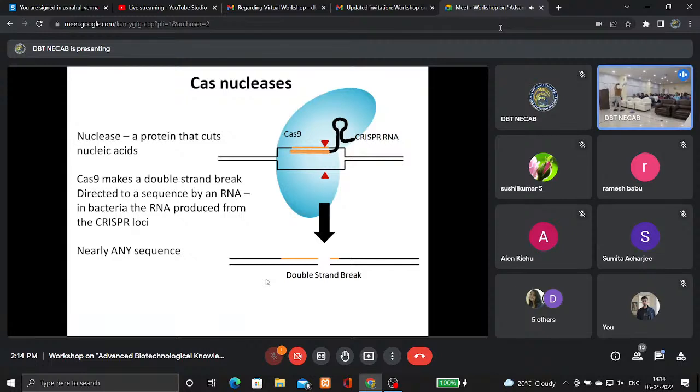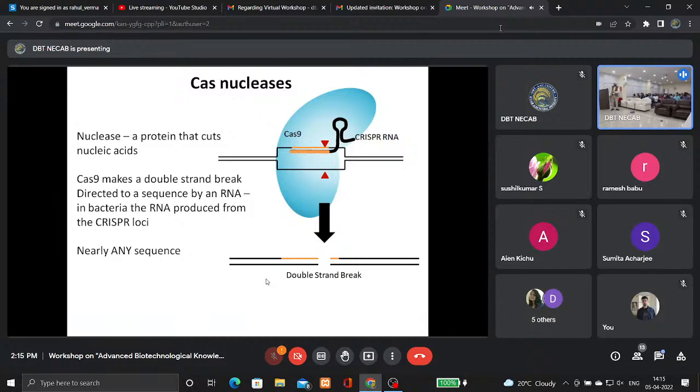Whenever there is a double-stranded break, as we know, the cell will try to repair it. When it tries to repair those breaks, the repair is called error prone. That means some errors will definitely be there. It will never be like normal. Either there will be some insertion or some deletion of nucleotides.